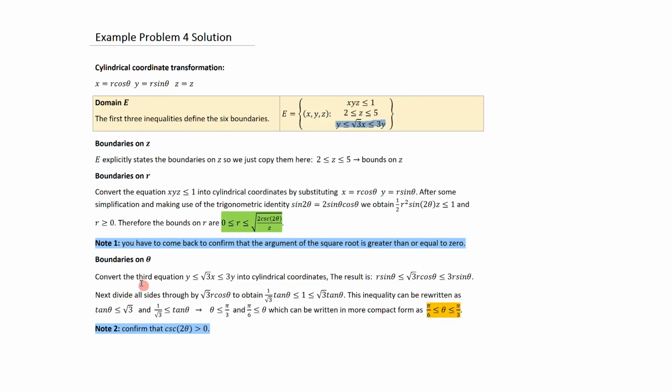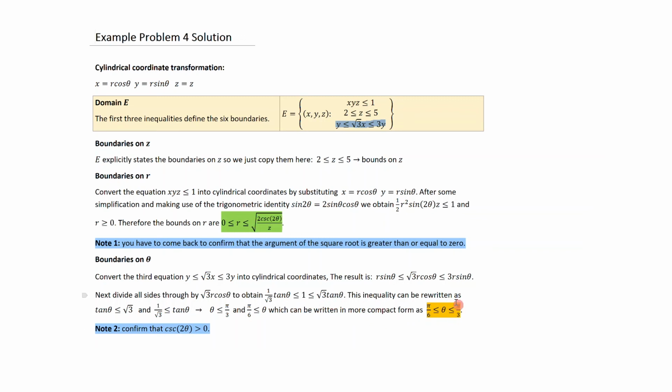And so we take the third equation, which is y less than or equal to root 3 x less than or equal to 3y, and convert it into cylindrical coordinates. So again, you substitute for x, which is r cos theta, and for y, which is r sine theta, and you end up with the expression that's shown here. The next thing is to divide all sides through by root 3 r cos theta, and we obtain 1 over root 3 tan theta less than or equal to 1, which is less than or equal to root 3 tan theta.